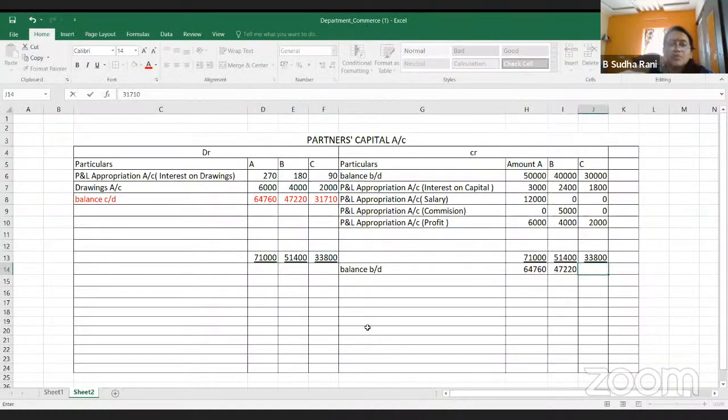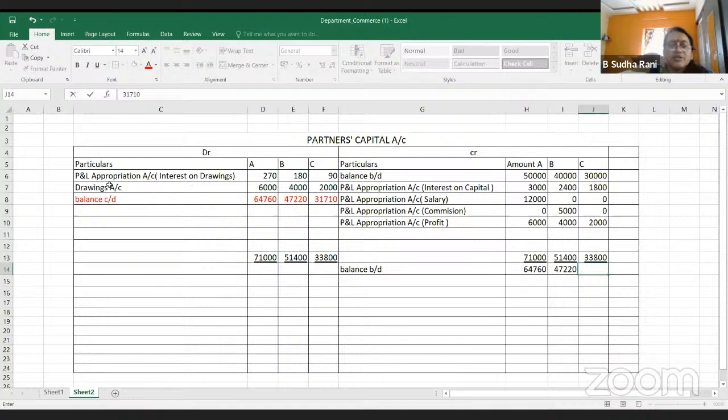We'll do one thing, in this P&L appropriation, and then interest on drawings. A small topic I'll just cover and I'll leave you. When you are asked to calculate the interest on drawings, how to do it? So here he gave drawings.